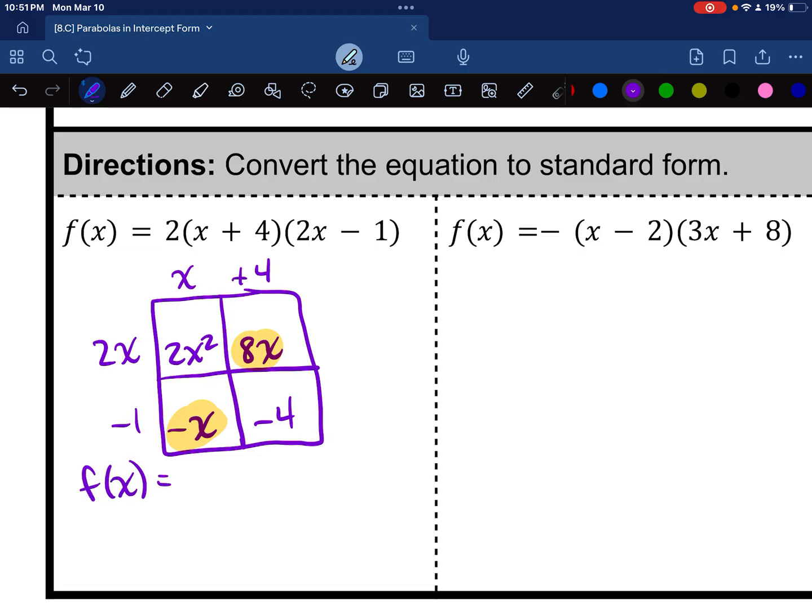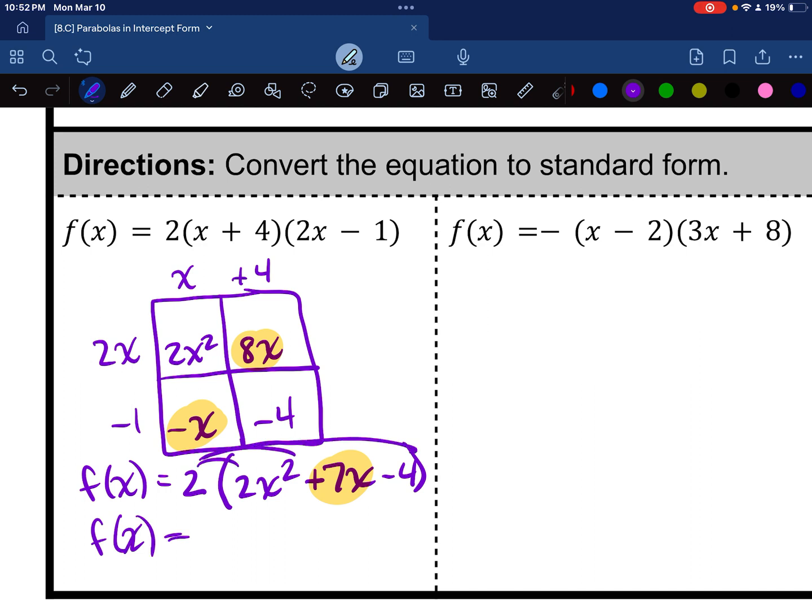So right now I have f of x equals my GCF that I ignored at the beginning, and then all my stuff from my box. And the 8x and the negative x come together to make 7x. Just kind of highlighting to help you see that. And then I distribute the 2 that's there. Okay, in this case with a triple rainbow. So 2 times 2x squared is 4x squared. 2 times 7x is 14x, and 2 times negative 4 is negative 8. So this is my final solution.